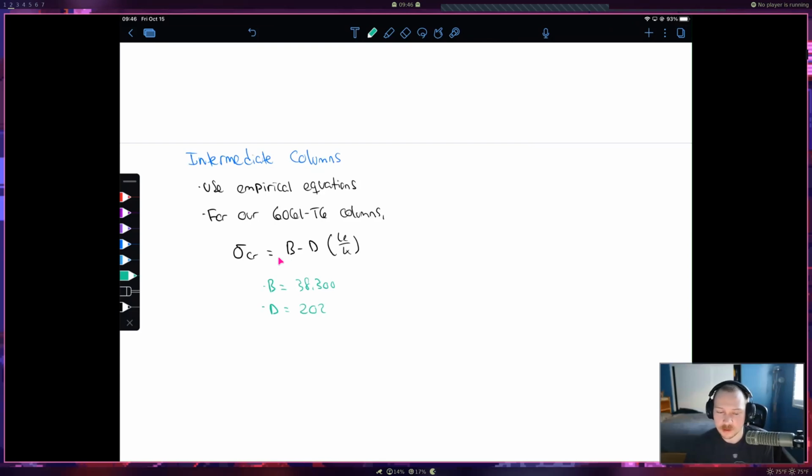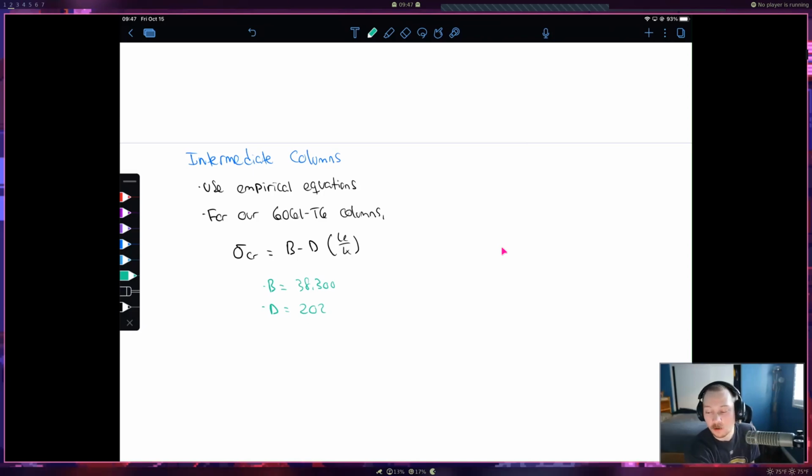So the critical stress is B minus D multiplied by the slenderness ratio. B is a constant, that's 38,300. And D is a constant as well, that's 202. So we're going to have L sub E divided by K, which we will already have to find in MATLAB. And then we'll have B and D, and then we can solve for the critical stress for our intermediate columns.